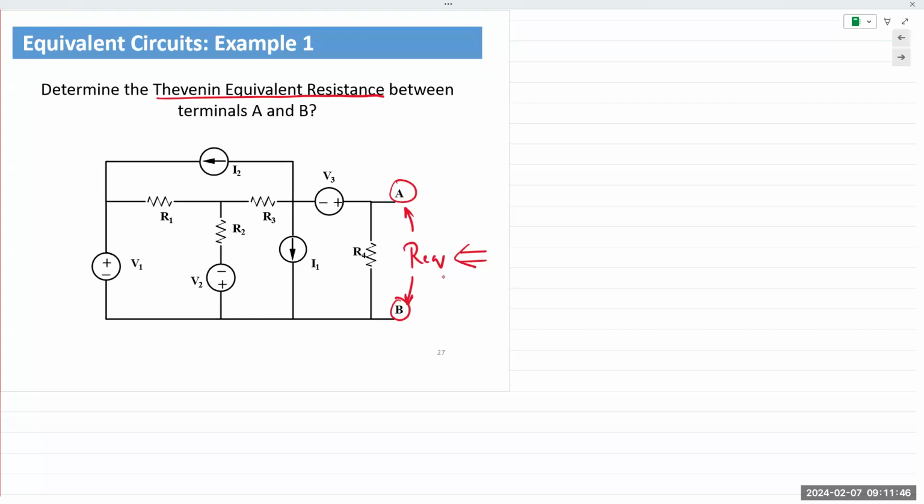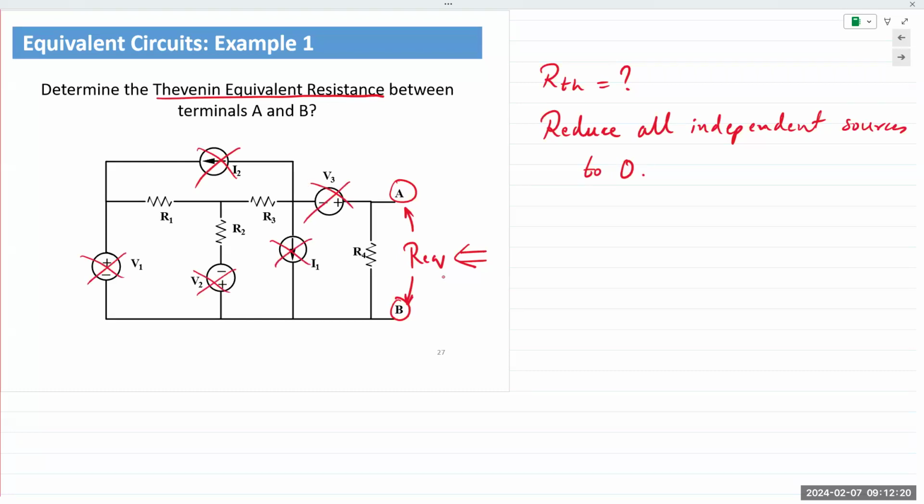So to find RTH, what do we do? RTH is a question mark. We reduce all independent sources to 0. And reducing all independent sources to 0 means replacing a voltage source with a short circuit and a current source with an open circuit. We have to eliminate all the sources that are present in the circuit, without which we cannot determine the Thevenin resistance. Right? So we eliminate all of those.